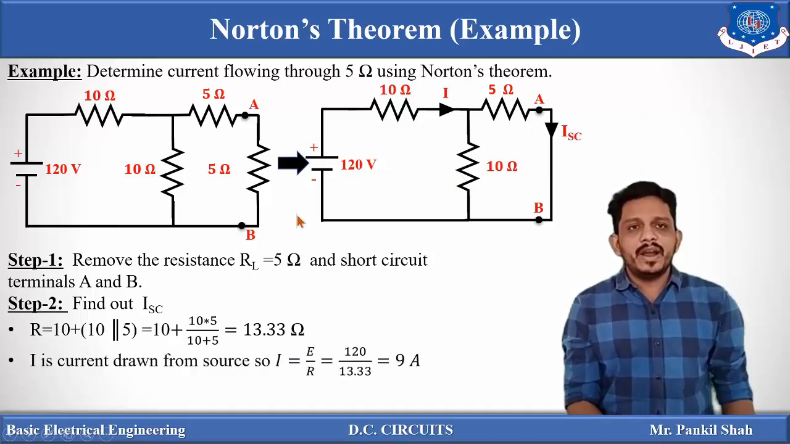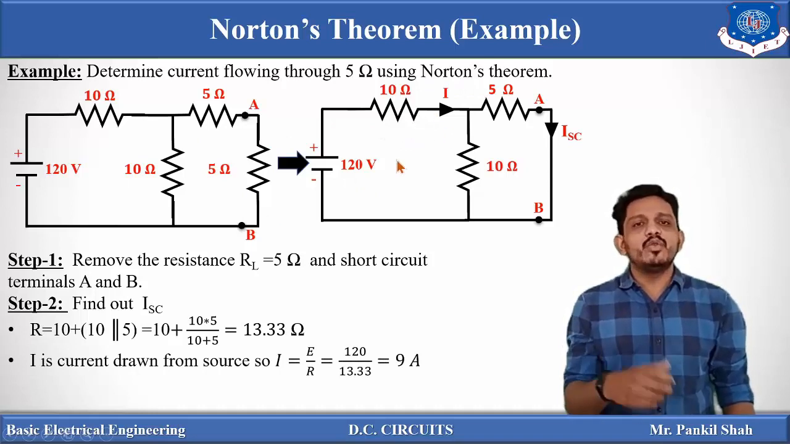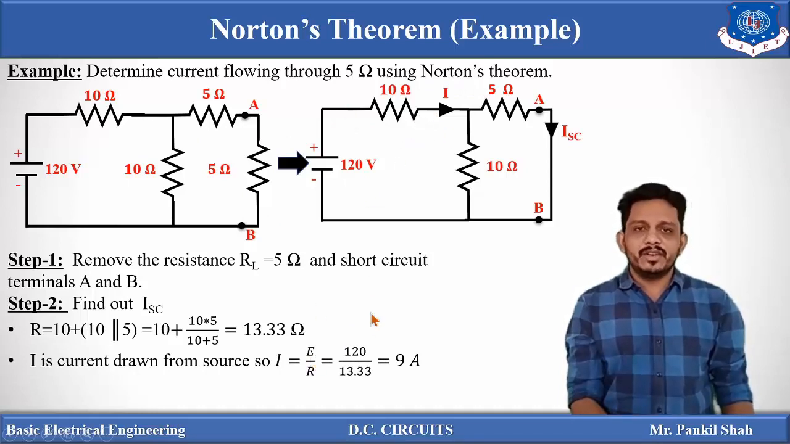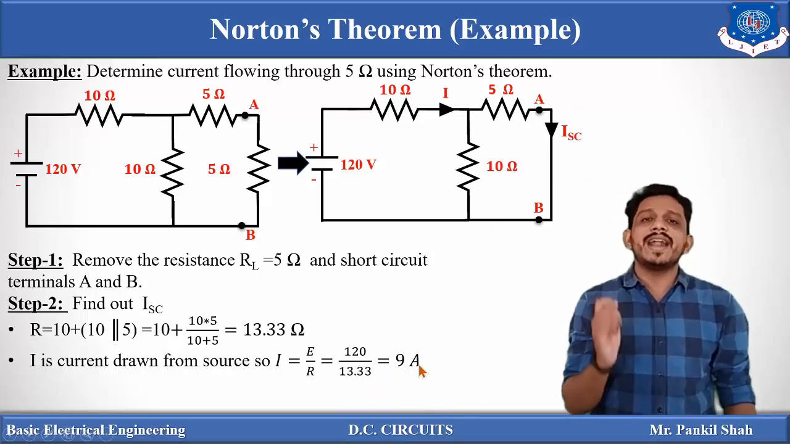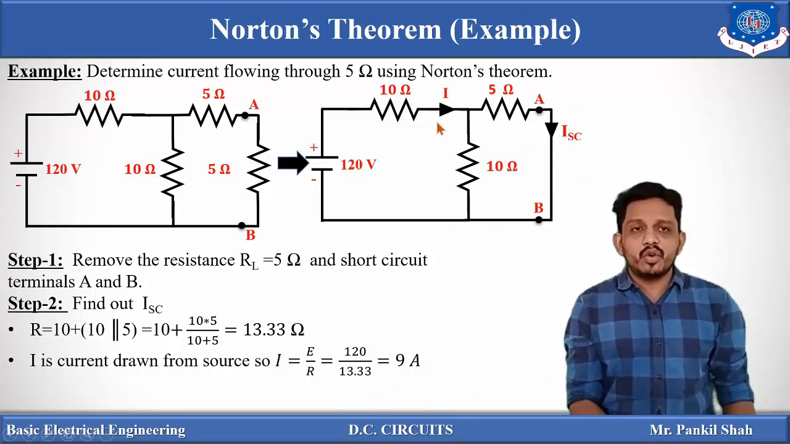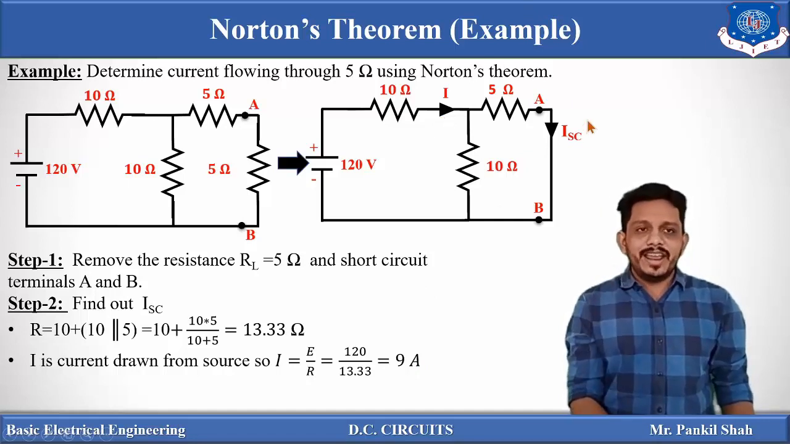Now if you want to find the current drawn by the source, that is the total current I, then you have to do V by R. V is nothing but the 120 volt and R is the equivalent resistance of this network. It is 13.33, and if you do this in a calculator, then it will give you 9 ampere current which is drawn from this source. But our aim is not to find this current. Our aim is to find the current flowing through this short circuited branch.